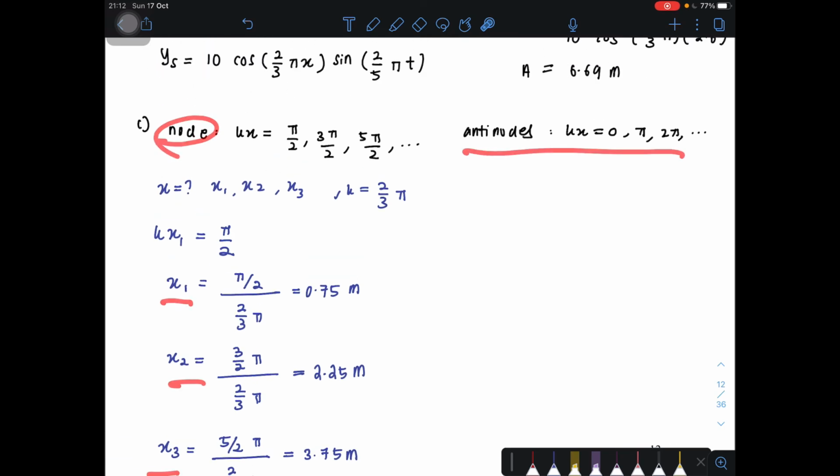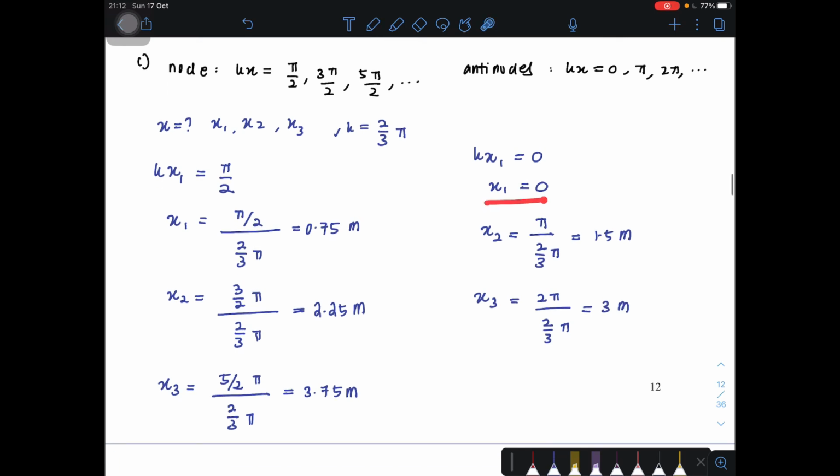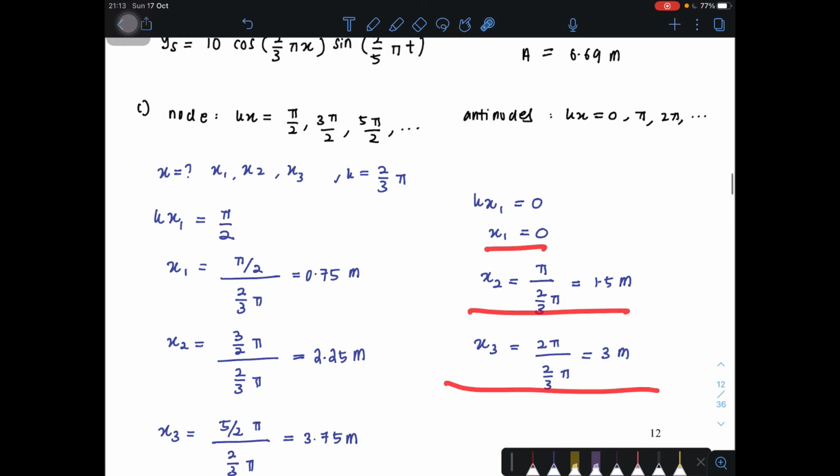Now we want to find antinodes. So untuk antinodes, sama juga, kx1 adalah sama dengan 0. So maksudnya x1 adalah sama dengan 0. x2 adalah sama dengan pi divided by k. k is still the same, which will be equal to 1.5 meter. And then x3 sama dengan 2 pi divided by 2 over 3 pi equal to 3 meter. Okay, so this will be the first 3 positions untuk antinodes.